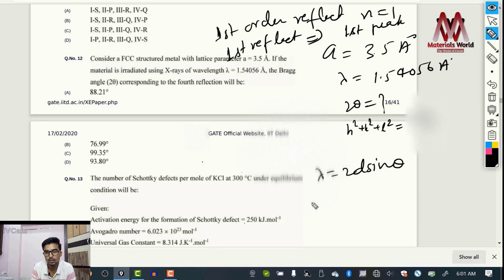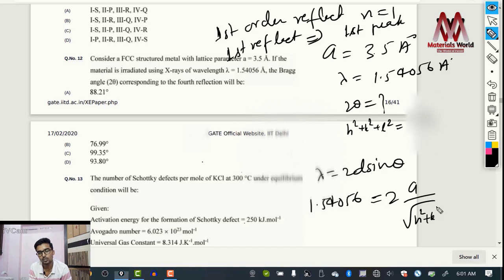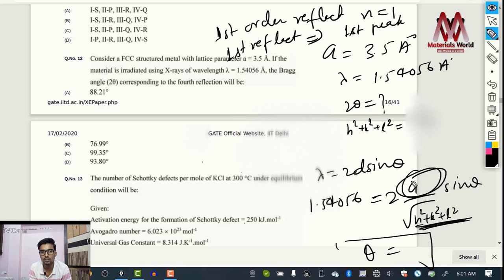So you can put here lambda 1.54056 if it is in angstrom. If lambda is in angstrom, d should also be in angstrom. So the unit should be the same, or you can convert to meter also, no problem. So I am putting both sides in angstrom: 2a by root h square plus k square plus l square, times sin theta. Now you can find out easily the value of theta. You know the value of h square, k square, l square. You know the value of a. So you can find out theta.